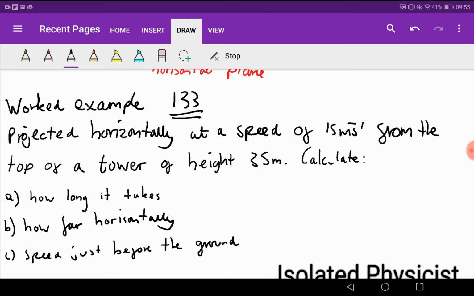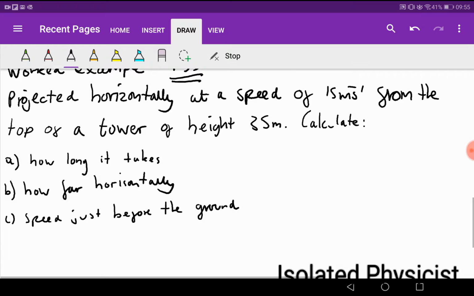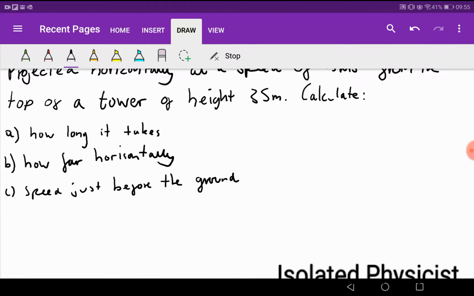Sorry about that. Worked example: an object is projected horizontally at a speed of 15 meters per second from the top of a tower of height 35 meters. And we've got to calculate how long it takes to hit the ground, how far it goes horizontally, and the speed just before it hits the ground.